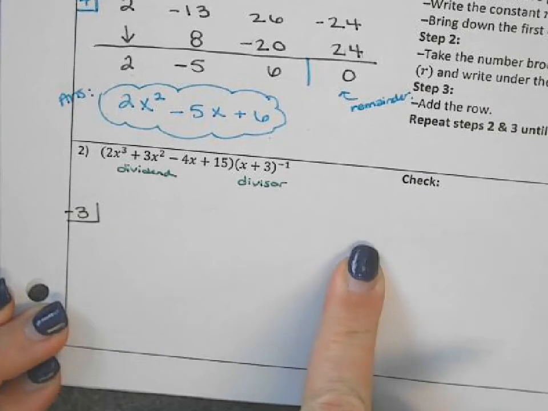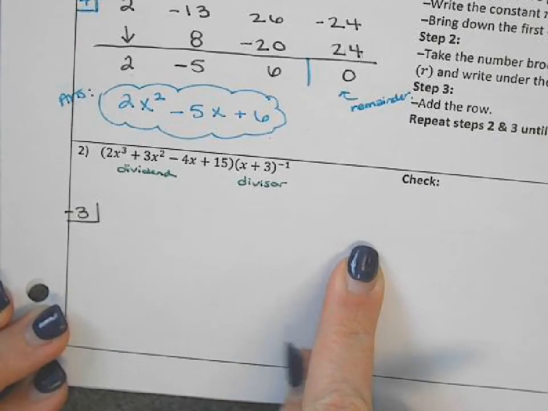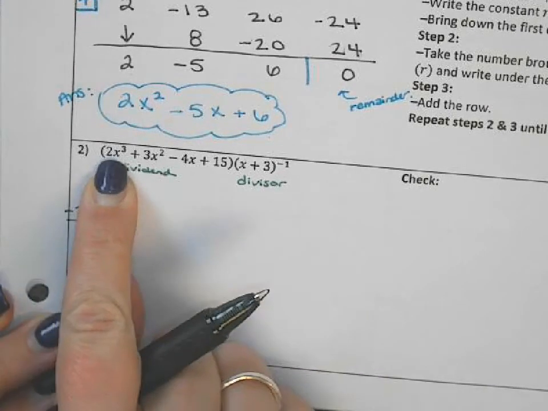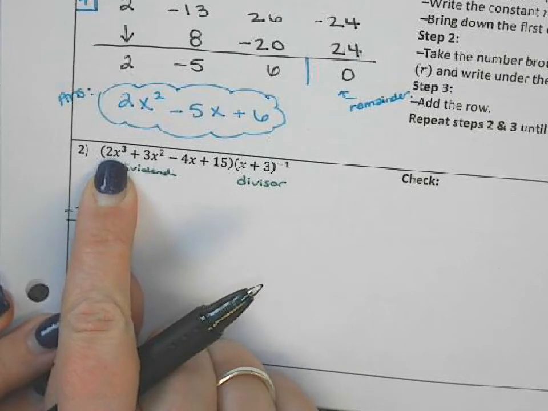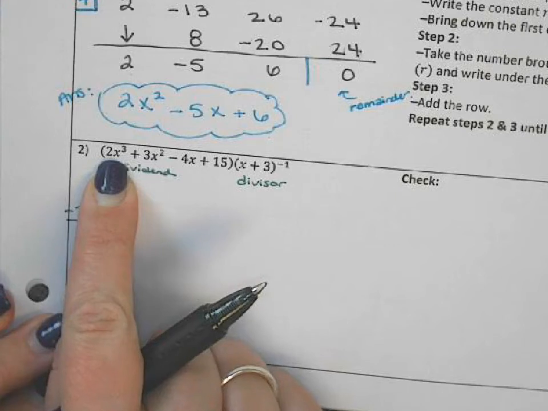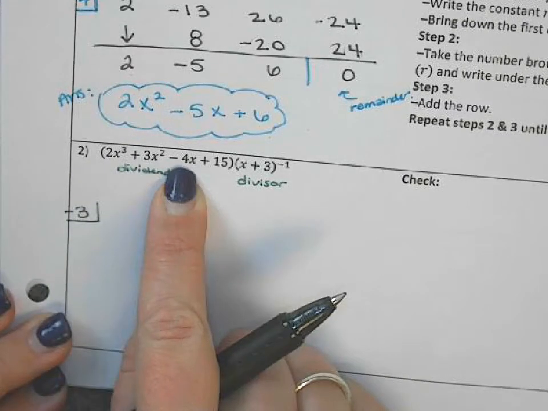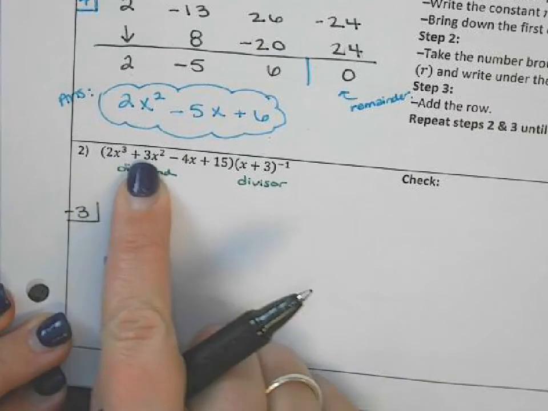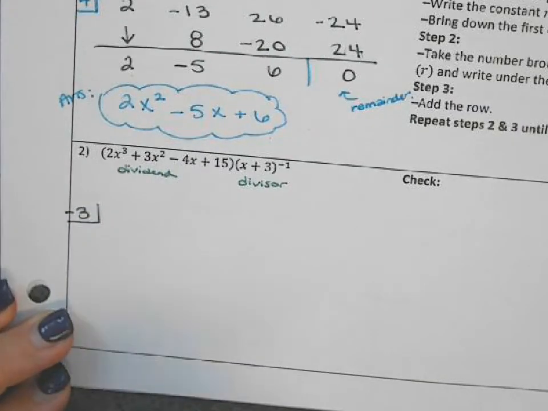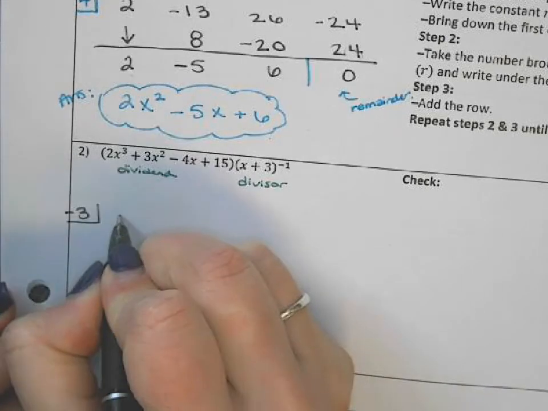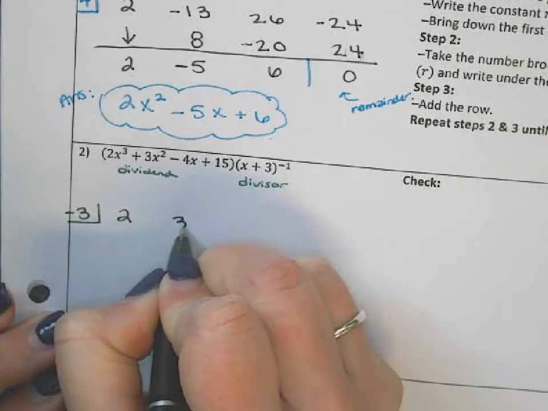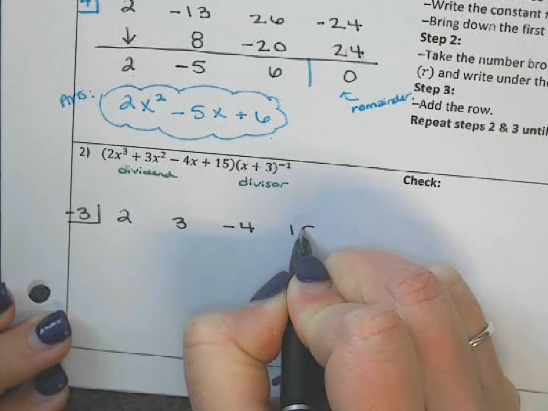We need to make sure that when we write our coefficients that we don't skip any degrees. So double check. What's the degree of the first term? What's the degree of this first term? 3. What's the degree here? 2, 1, 0. 3, 2, 1, 0. I didn't skip anything. I counted down. So I'm going to write my coefficients: 2, 3, -4, and 15.